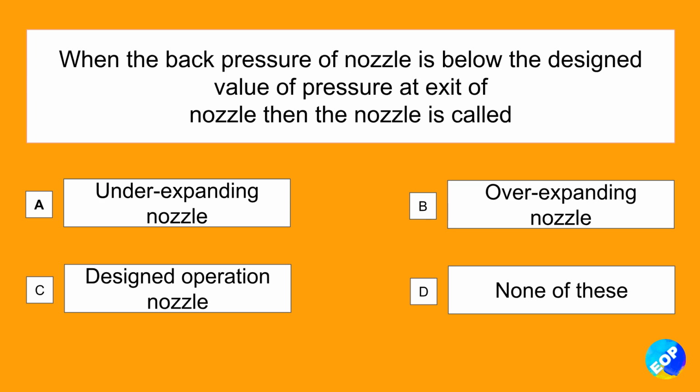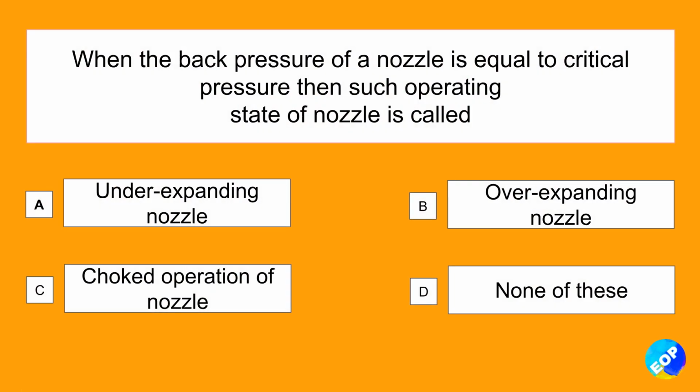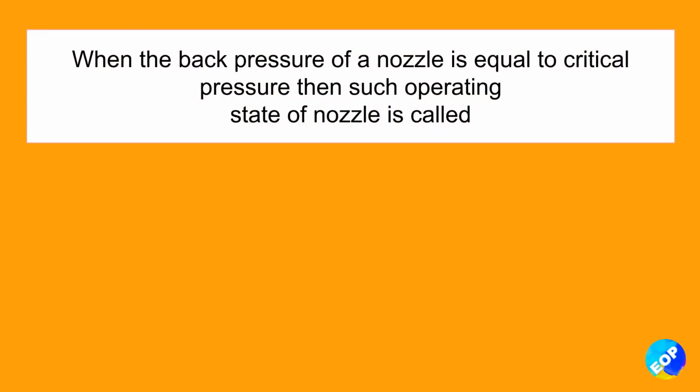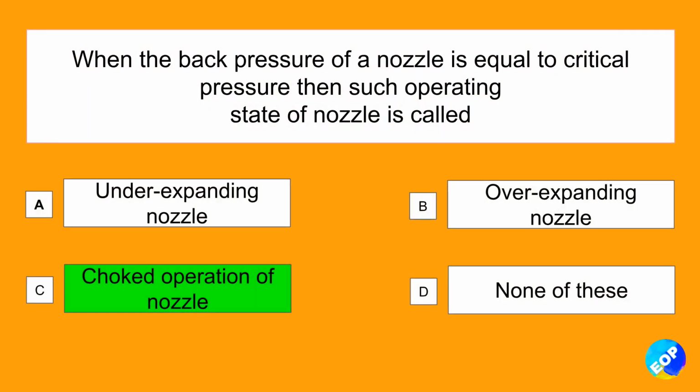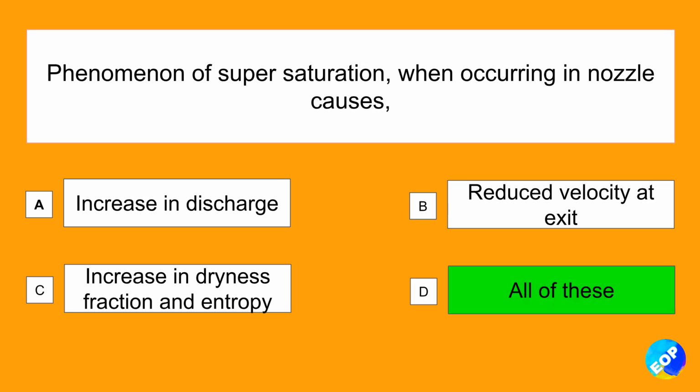Next, if the back pressure of a nozzle is below the design exit pressure, what do we call the nozzle? Such a nozzle is referred to as an under-expanding nozzle. What is the state called when the back pressure of a nozzle equals the critical pressure? This state is known as the choked operation of the nozzle. When supersaturation occurs in a nozzle, what effect does it have? It causes an increase in discharge, a reduction in exit velocity, and an increase in dryness fraction and entropy, so the answer is all of these.